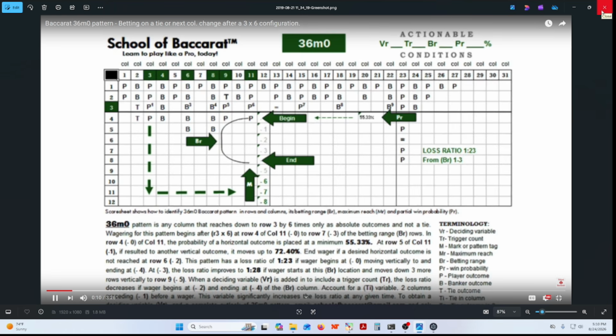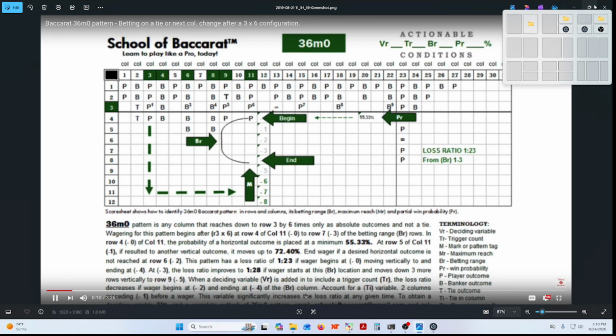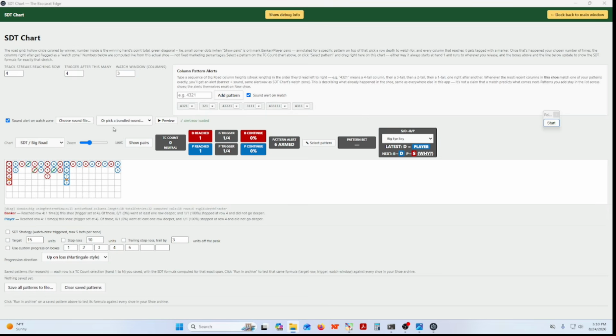Anyway, that's what they were doing. I don't think they're in business now. But they had a YouTube channel and they were selling patterns. Obviously, they were selling something that you can chart on your own or program into software.